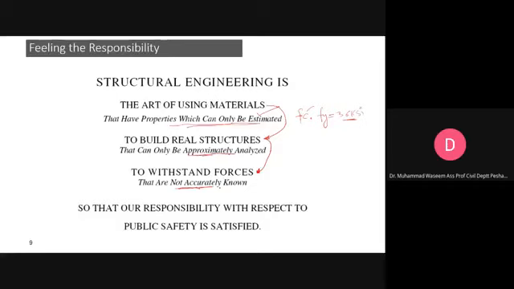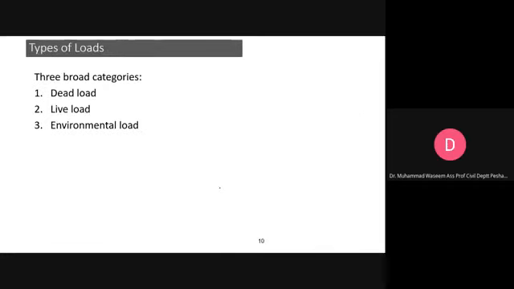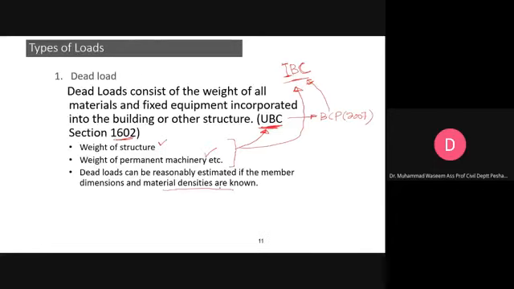Okay, all of this should be in our mind whenever we are going for the design of any structure. So loads, as I told you, during the lifetime of the building, there will be different types of loads acting over your structure. So we can classify them as dead loads, live loads, and environmental loads. So dead loads.